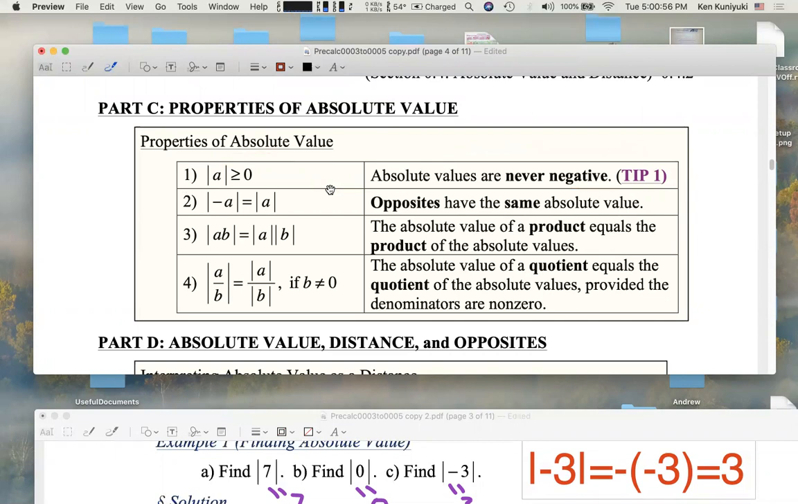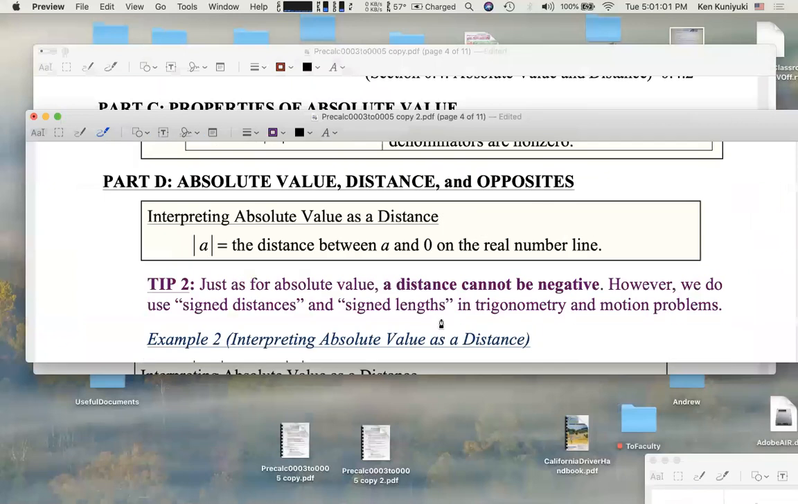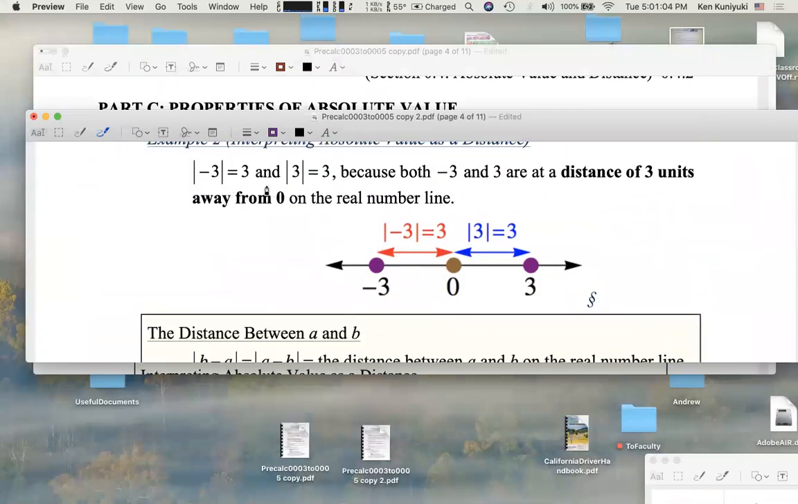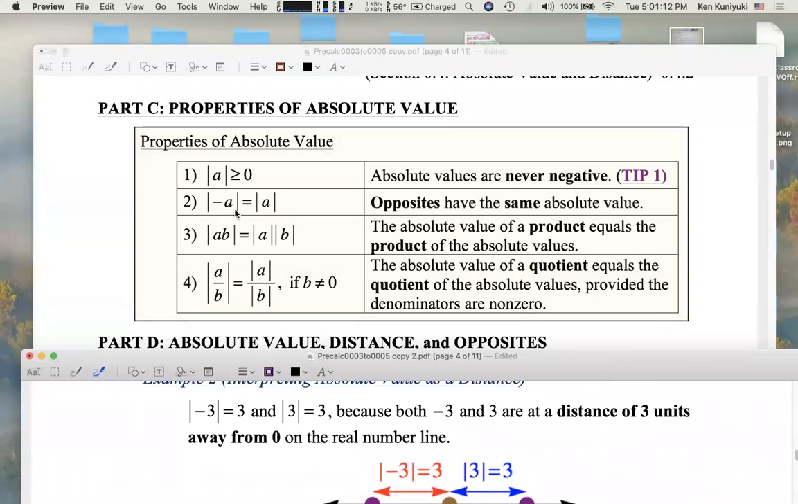Some other interesting facts. Opposites have the same absolute value. Remember, in our example here, 3 and -3 have the same absolute value, 3, because these numbers are both 3 units away from 0. Also, the absolute value of a product is the product of absolute values, and the absolute value of a quotient is the quotient of absolute values, as long as you're not dividing by 0. So absolute value does break up across products or quotients, but not across sums or differences in general.